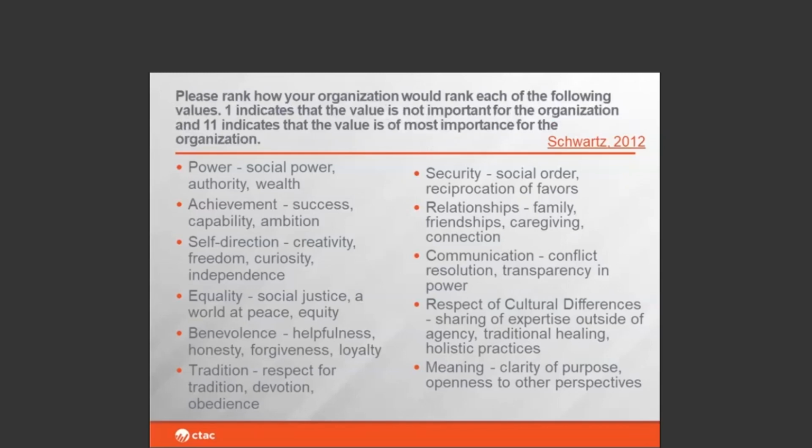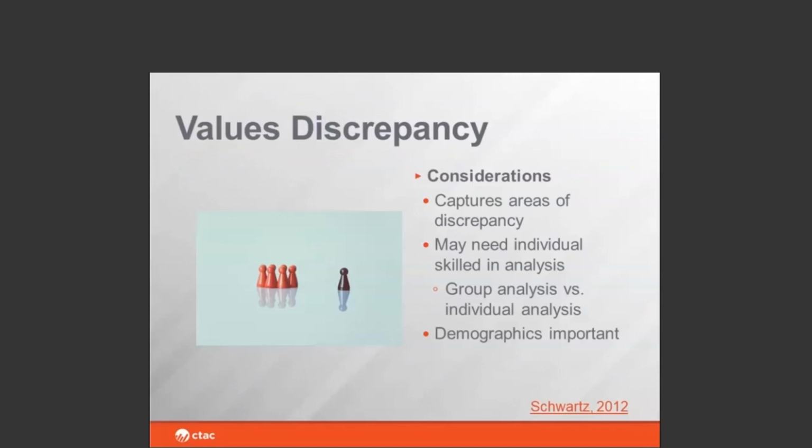And then you would have them rank how your organization would rank each of the following values. So again, 1 indicates the value is not important to the organization, 11 indicates the value is of most importance to the organization, so how they would perceive. This is an interesting quantitative measurement to evaluate discrepancies in values, but you may need an individual somewhat skilled in analysis to fully capture the variety of interesting ways it can give you data. A more simple way could be that you take the average rating for each value across all employees and compare from individual to organization visually.